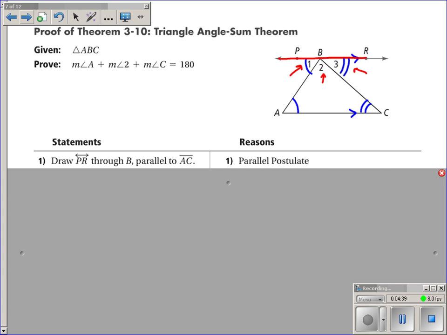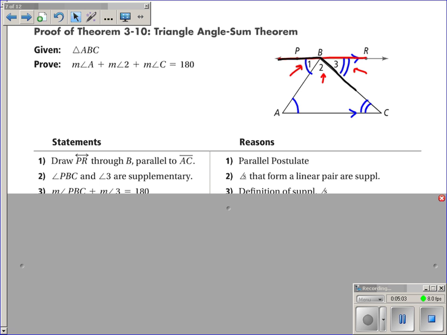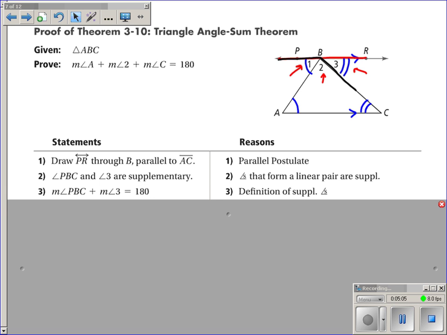So we're going to use that idea along with some substitution to explain why the angles in a triangle add up to be 180 degrees. So let's walk through this proof. Angle PBC and angle 3 are supplementary because they're a linear pair. What supplementary means is that the measure of angle PBC and the measure of angle 3 equals 180 degrees.